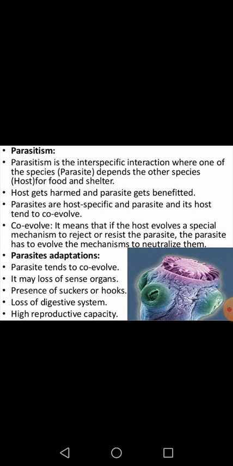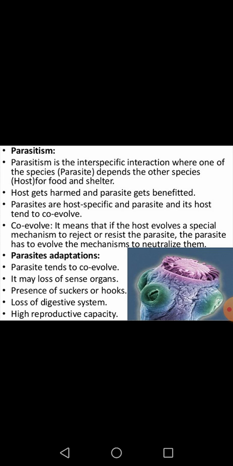And one thing I want to explain is that in such a relationship the parasite as well as the host are both evolving together, which means it's a co-evolution process. How does co-evolution occur? The host evolves a special mechanism to reject or resist the parasite. The parasite has evolved a mechanism to neutralize them. So if the host is modifying itself and working against the parasite, evolving some mechanism to get rid of the parasite, at the same time the parasite also evolves itself to survive in the changing conditions.